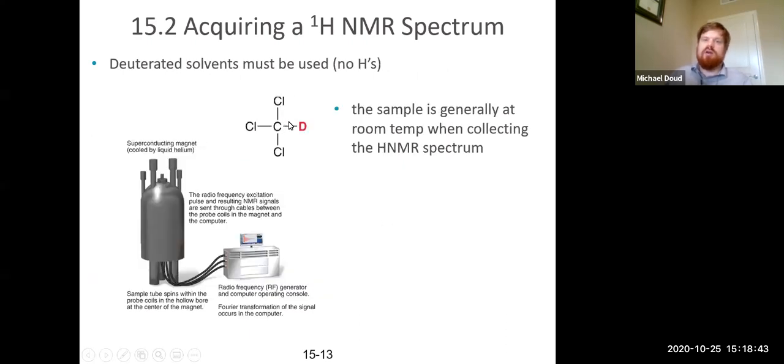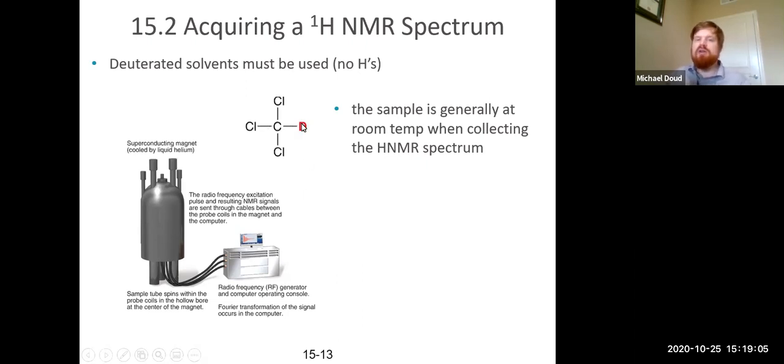So you have to use a deuterated solvent, and that's because you can't have any protons. Remember, protons are what we're looking for. So if we took chloroform and just had normal chloroform in there, trichloromethane, we're going to see a giant hydrogen peak from the CH. And we don't want that. We want to look at our sample. So we use deuterated chloroform.